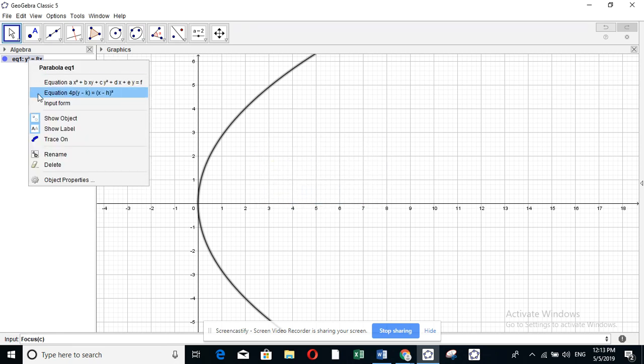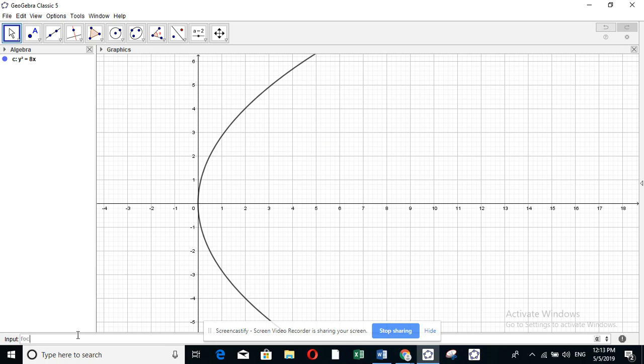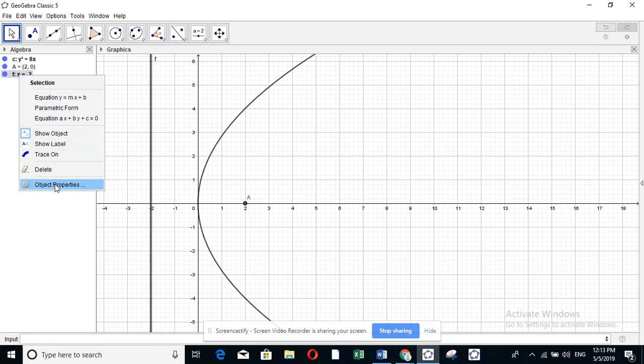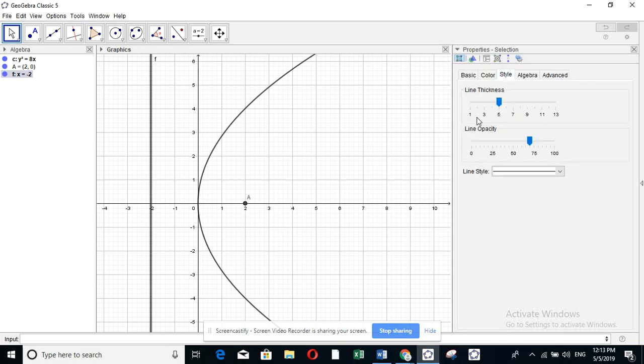Let me rename it to be C. If I put the focus here, and if I put the directrix, this line, vertical or horizontal, is called the directrix. Let me put the directrix as dotted points, to differentiate it from the x and y axes.